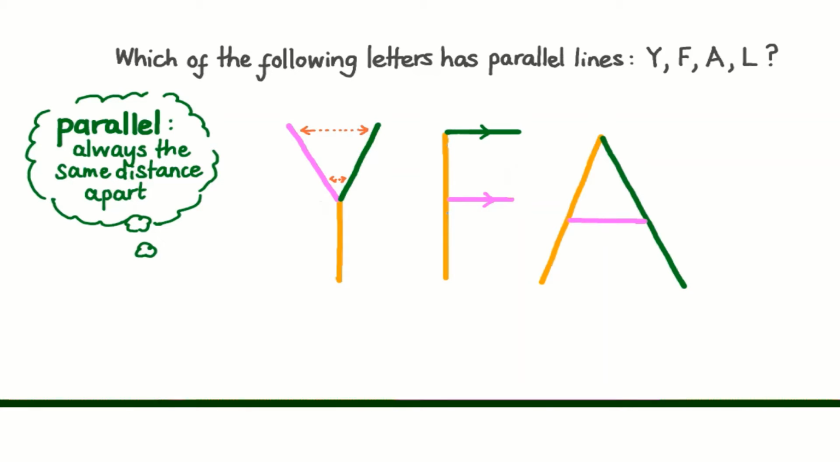We can see that in the letter A, none of the lines are parallel. And the two lines that make up the letter L aren't parallel either. We could say they're perpendicular though, they meet at a right angle, don't they? Out of the four letters that we're given, the one that has parallel lines is the letter F. And if you get a spare moment, why not see if there are any other letters of the alphabet that have parallel lines too?